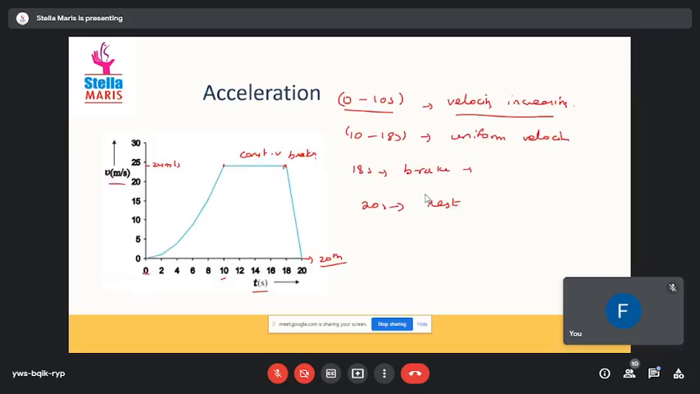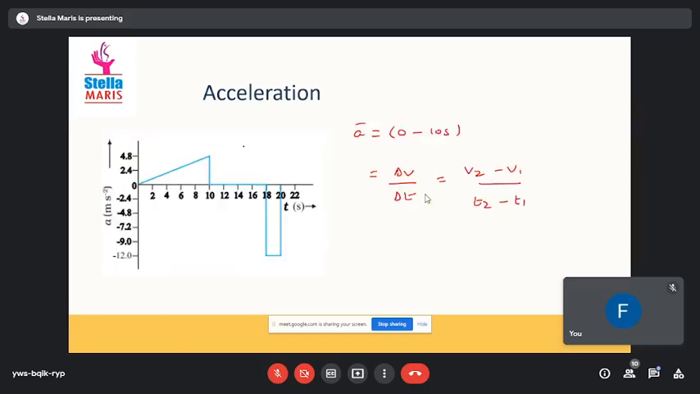0 to 10 seconds. At 0, the initial velocity is what? 0 meter per second. And here the final velocity, at 10, is 24 meter per second. So what happens here? 24 minus 0 divided by t2, which is 10 seconds. This is t2, this is t1, minus 0. So 24 divided by 10 is what? 2.4. Just a moment. 2.4 meter per second square. Just hold on a moment, ma.